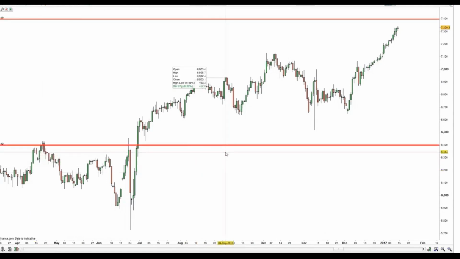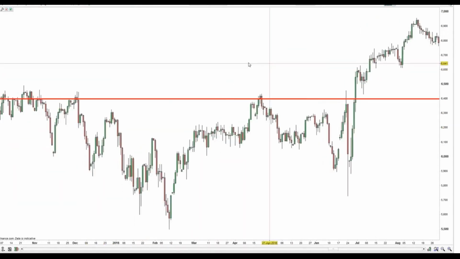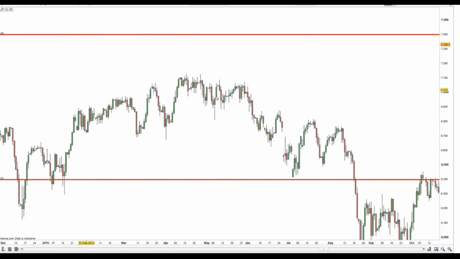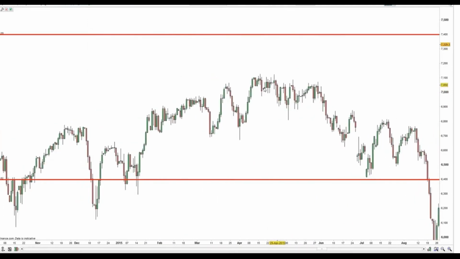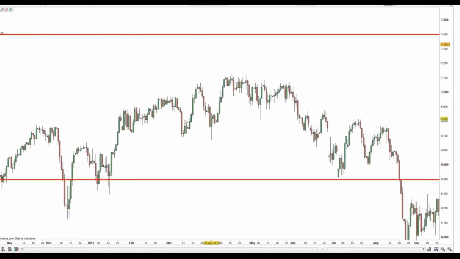There we are. Now we want to scroll back and find the last time that the price was between these two lines so we can use it to identify and plot the support and resistance areas for this price region. So if we scroll back, we find that the last time price was in this particular region was sort of December, January to August 2016.